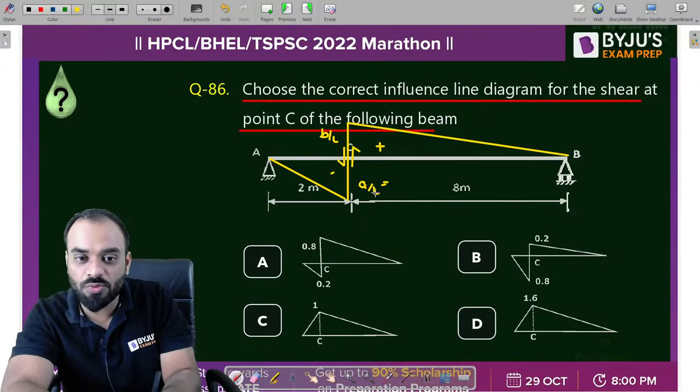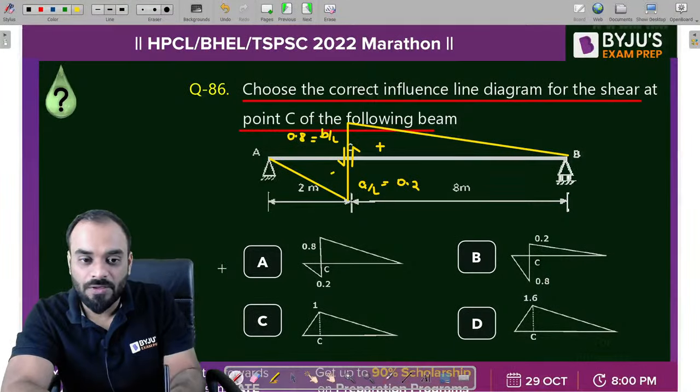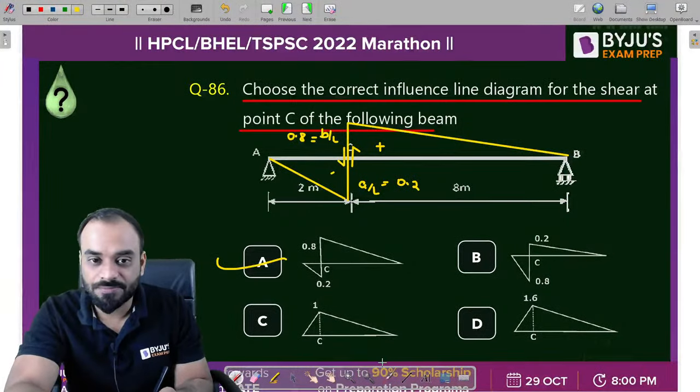So A by L means what? 2 by 10. Okay, that means 0.2. And this is B by L, that means 8 by 10. That is also 0.8. So A is the correct answer.